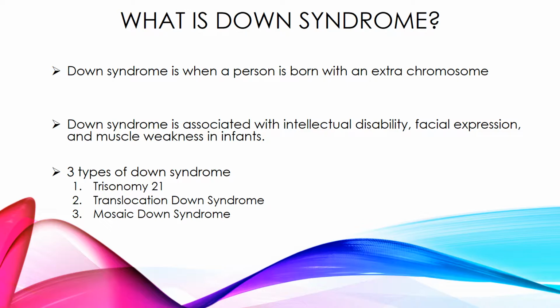And last is the mosaic Down syndrome. Mosaic Down syndrome occurs in 2% of the Down syndrome population. Mosaic means a mixture or combination. So some cells may have 3 copies, but other cells may only have the typical 2 copies. People who have mosaic Down syndrome may have fewer features and characteristics than those who have trisomy 21 Down syndrome.